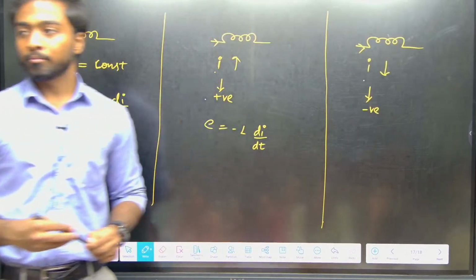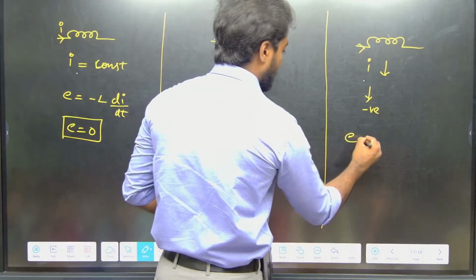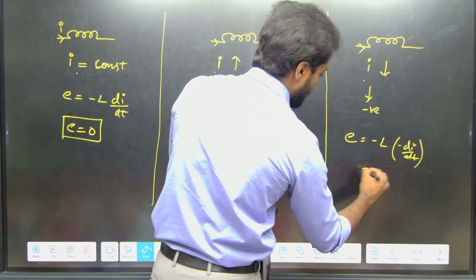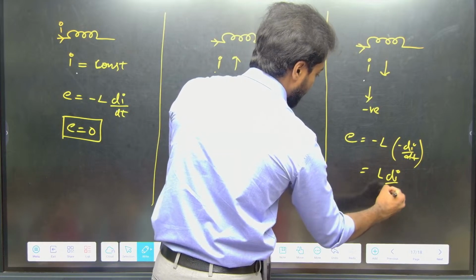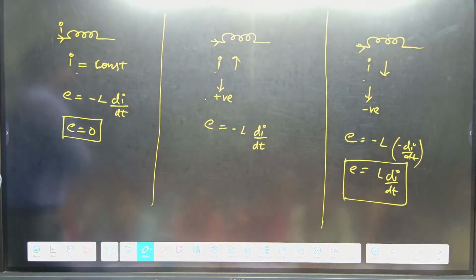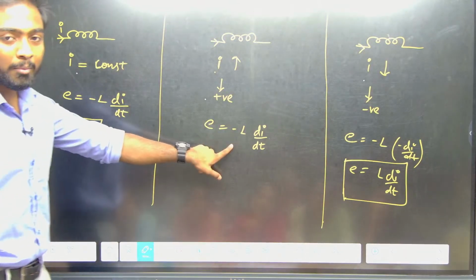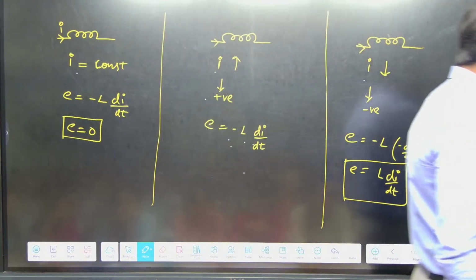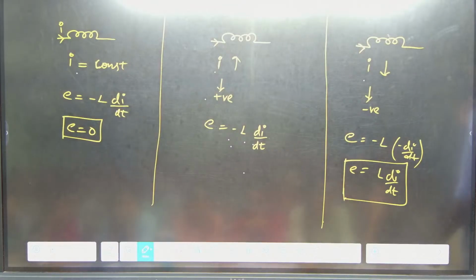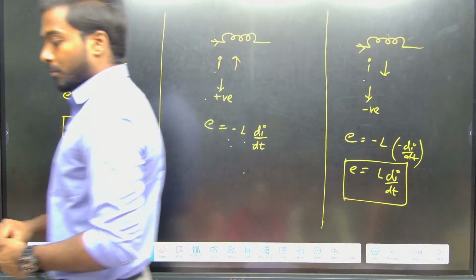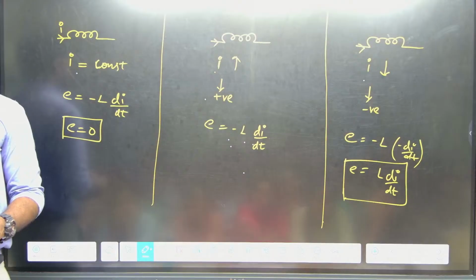But when I go for the third one, current is decreasing, which is negative. So E is equals to minus L into minus di by dt, which means L di by dt. So try to use the formula properly. When the current is increasing, I will use minus L into di by dt. If current is decreasing, L into di by dt. The sign changes here. These are the three cases. So with this, I will complete this one, and we will see in the next class.